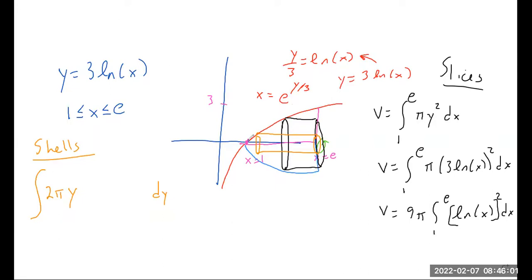All right, so our height then is going to be the difference in those. It's going to be e minus e to the y over 3. So just to remind you what all those things are, this is 2 pi r and h. Okay, so we have our 2 pi r h.